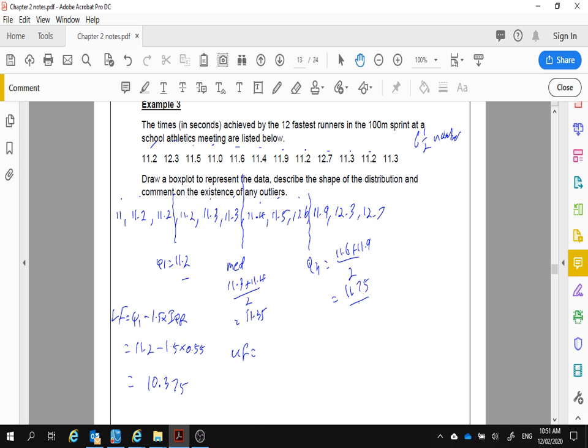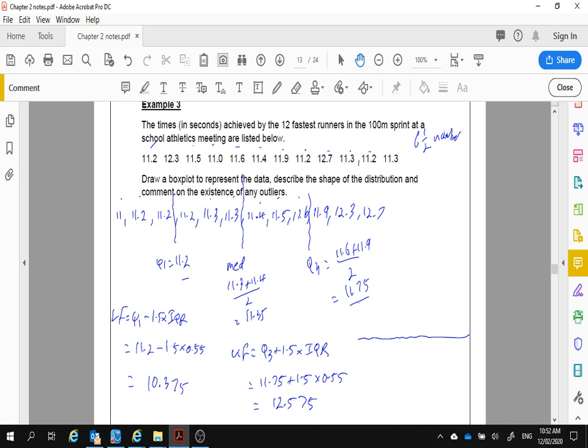Upper fence, Q3 plus 1.5 times the interquartile range. Q3 11.75 plus 1.5 times 0.55, and we get 12.575. Okay, actually there's none. 12.575. Oh, no, there is. Okay, so when we do our box plot, I'm going to sort of squash this in a bit.